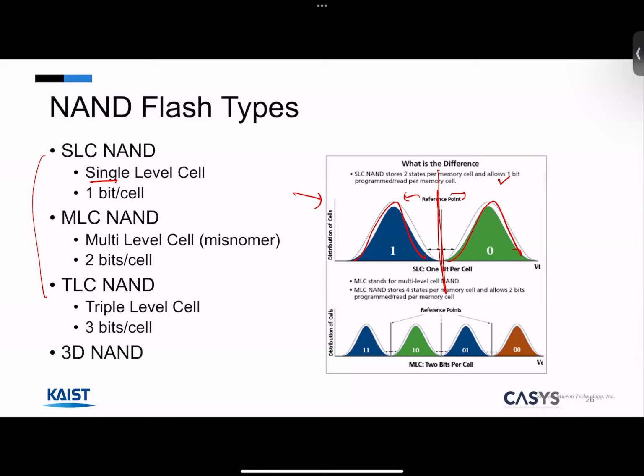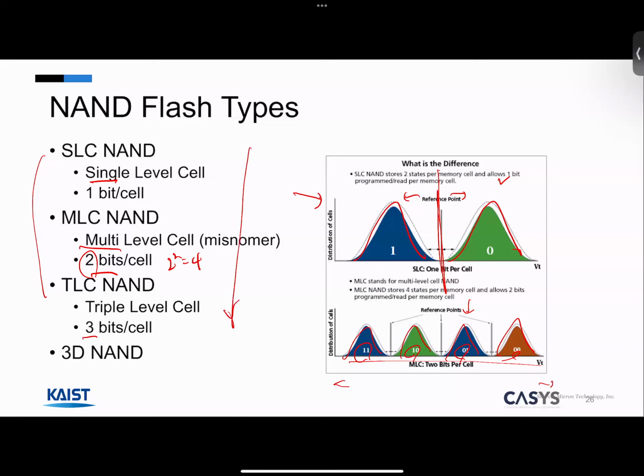MLC, multi-level cell, is a kind of misleading name, but it is a 2-bit cell. So there are multiple levels of distributions. It is 2 bits per cell, so 3 reference points. 2 to the 2 is 4, so it can represent 4 values using this cell. And TLC has 3 bits, so it can represent even more.